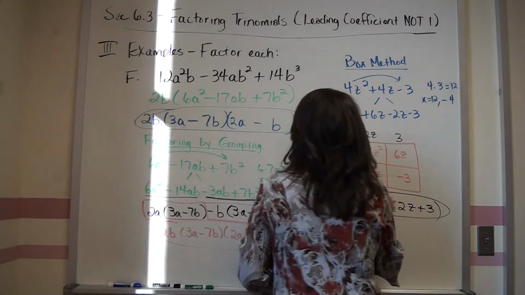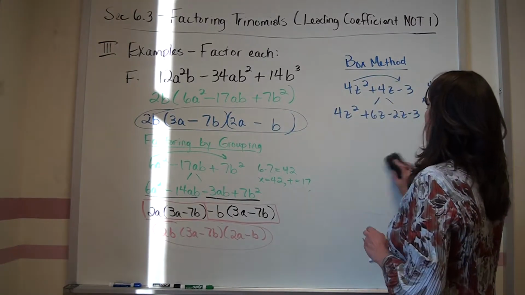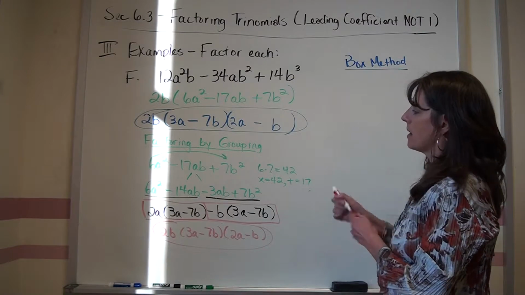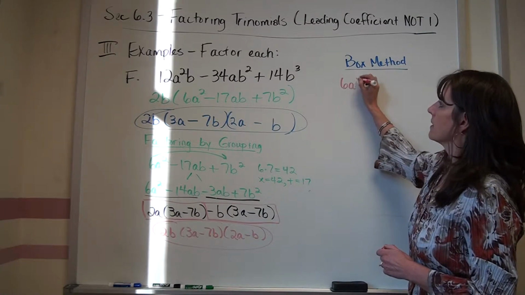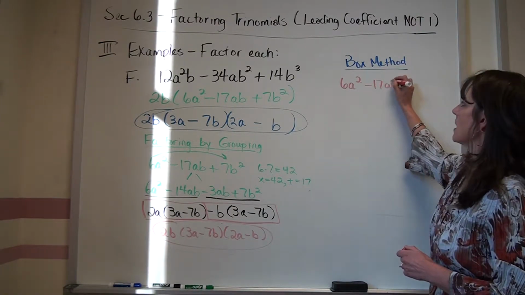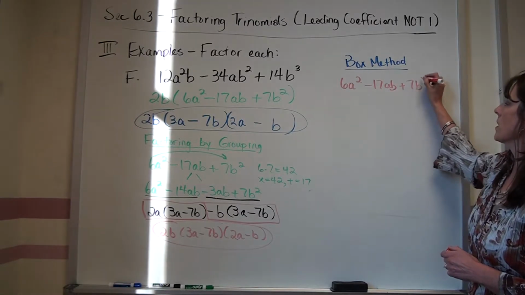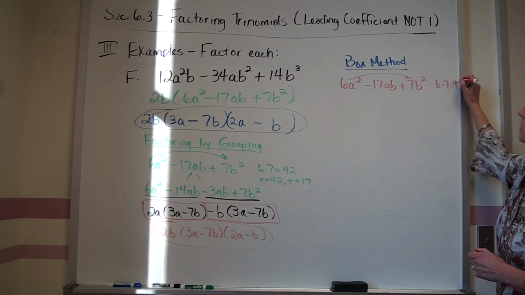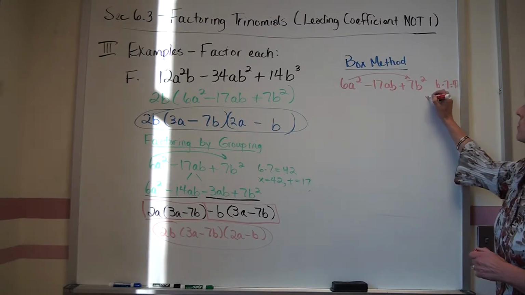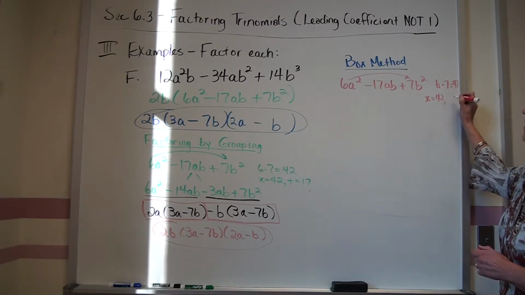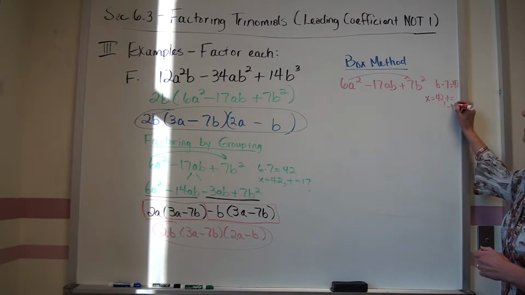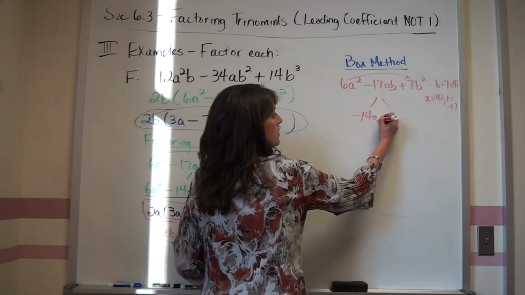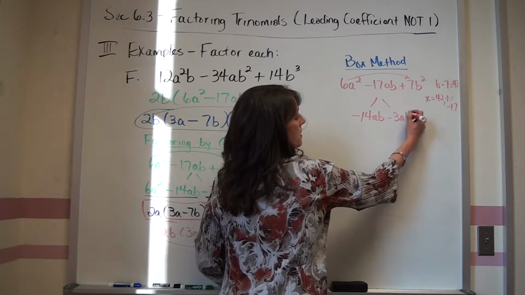And like we said before, the box method starts off the same way in the sense that I'm going to take my 6a squared minus my 17ab plus my 7b squared. I'm going to multiply 6 times 7 to get that 42. So I want two numbers that will multiply for 42. They are going to add to be that negative 17. And just like we said before, that's going to be the negative 14ab and the negative 3ab.